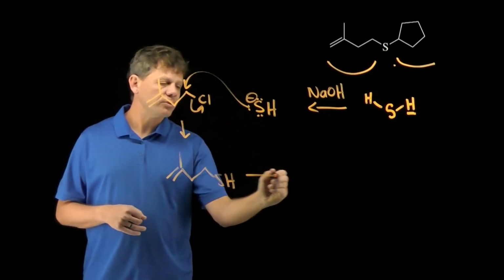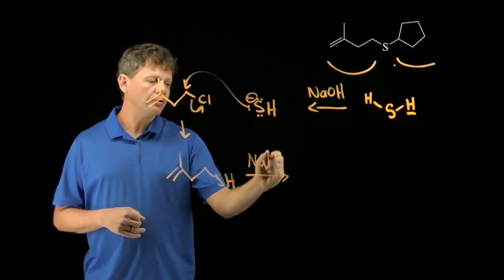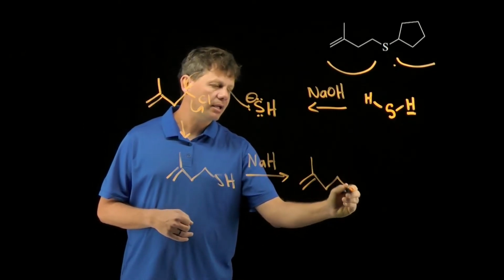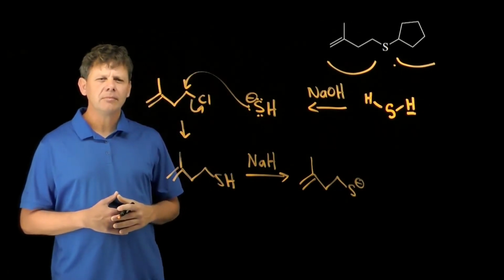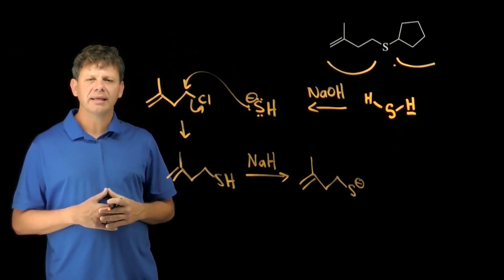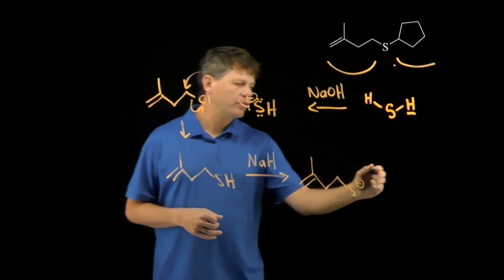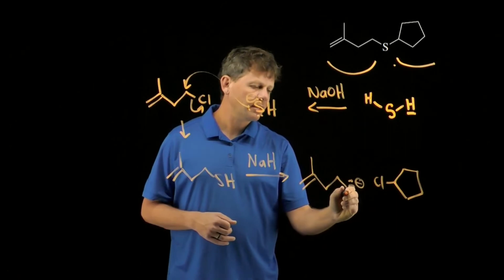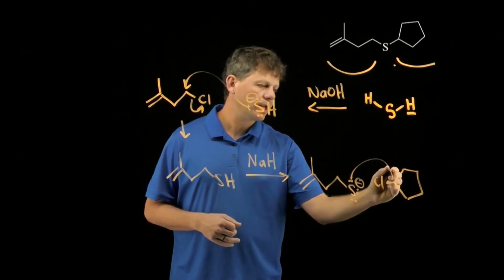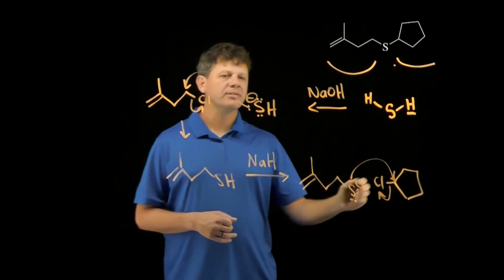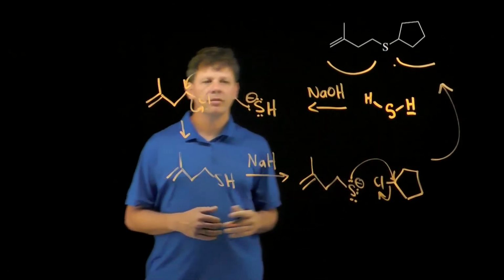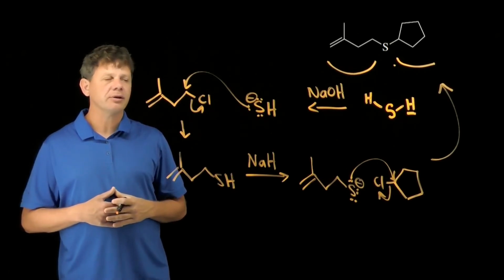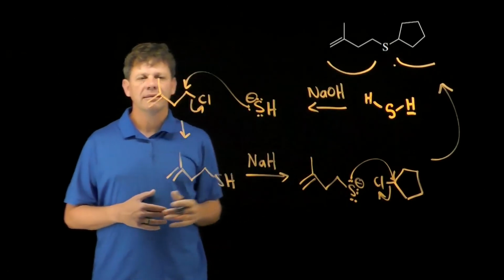Just to mix it up, we'll use a different base. We'll use now sodium hydride as our base. That's going to generate another thiolate anion. We can now react this thiolate anion with a secondary alkyl halide. Once again, doing an SN2 reaction, in this case, to generate the product shown. Two SN2 reactions using two different alkyl halides allows us to make the thioether.